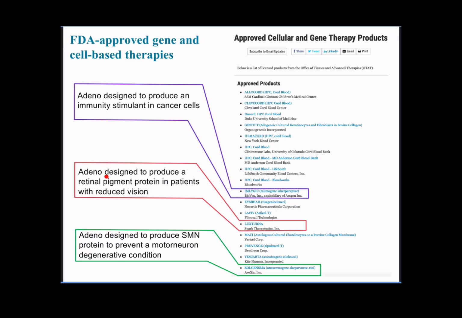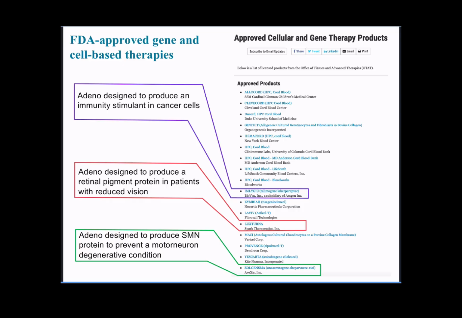There is an example of an adenovirus designed to produce a retinal pigment protein in patients that normally have reduced vision because they're lacking this protein. So now you're simply making retinal cells begin producing this protein and vision improves. And last, an adenovirus designed to produce this somatic motor neuron protein to prevent these motor neurons from dying and causing a neurodegenerative condition. So, a handful of examples of therapies that have been approved and are in use in the clinic nowadays.